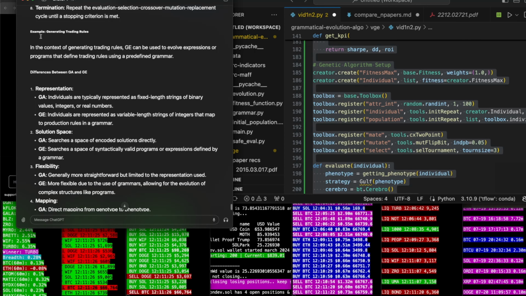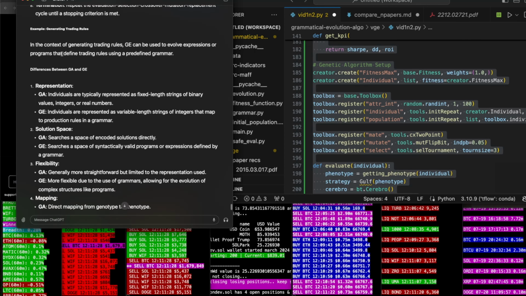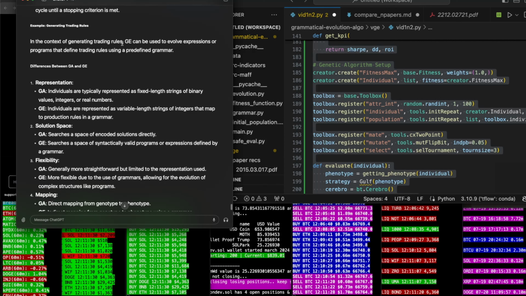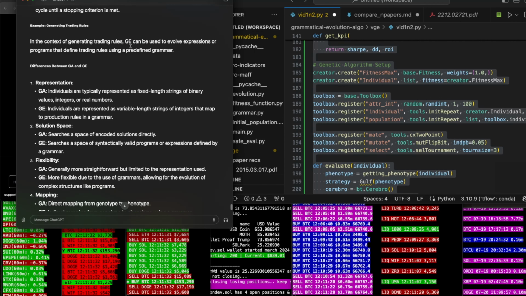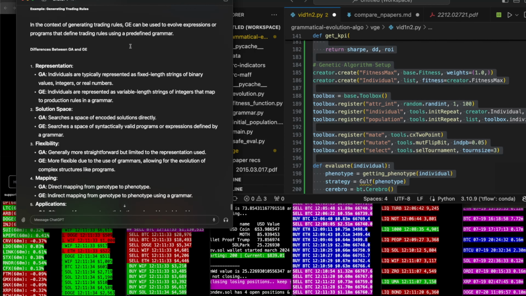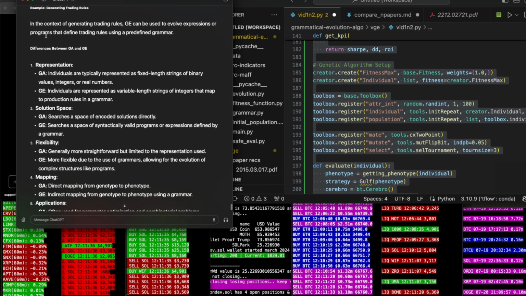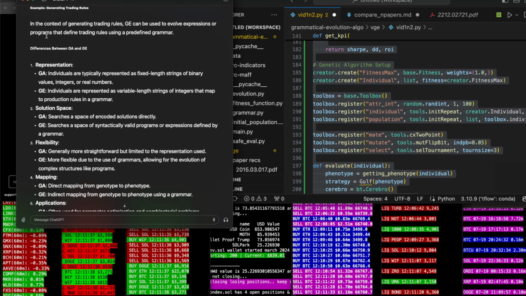So as an example, in the context of generating trading rules, GE can be used to evolve expressions or programs that define trading rules using a predefined grammar.